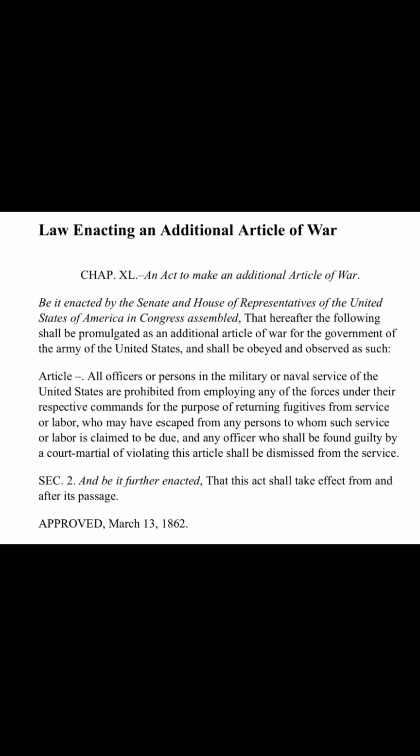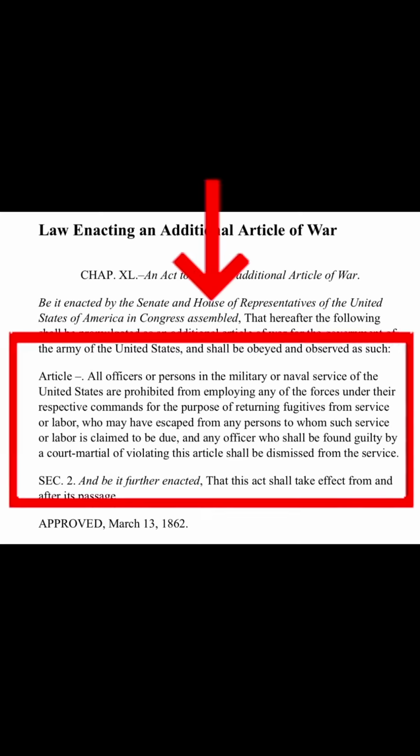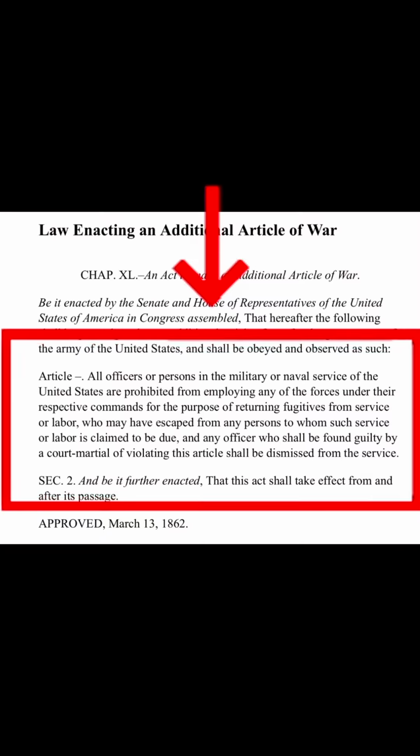A couple months into the period, on March 13, 1862, the U.S. government passed a law forbidding Union soldiers to return fugitive slaves to their slaveholders, so the government was now taking legal steps to end slavery altogether.